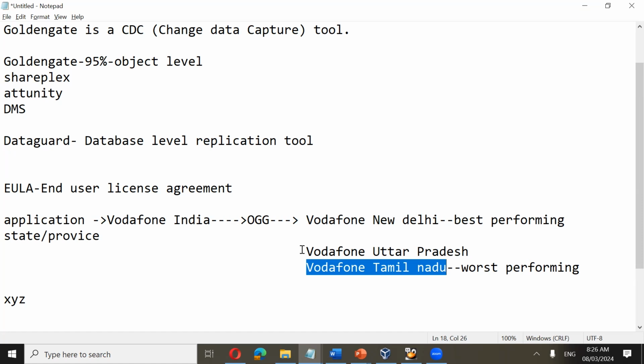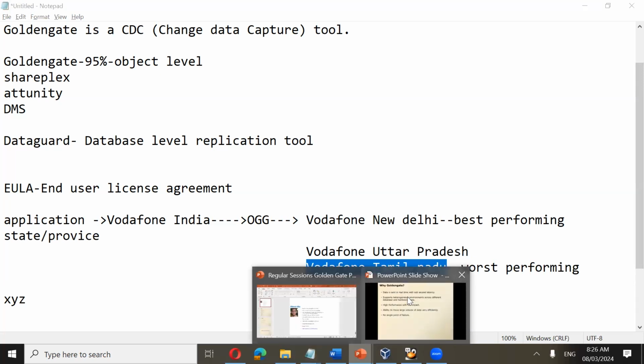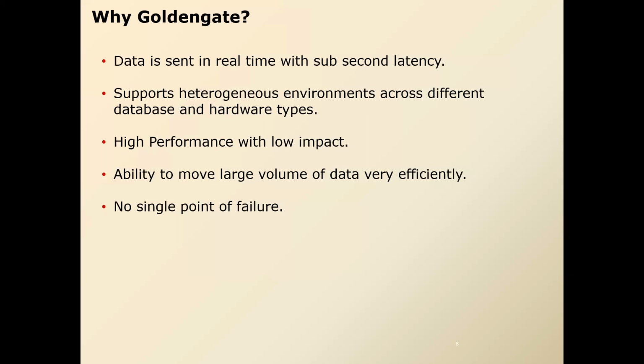So they did more marketing over there. They reduced the pricing to attract more customers. That way they can use Goldengate a lot. I'm just giving you one scenario for it. Okay, Goldengate usage is a lot.